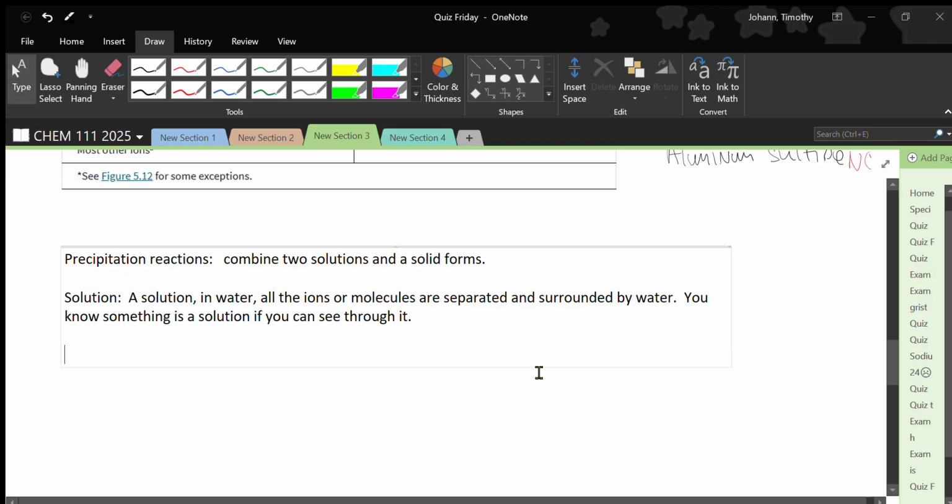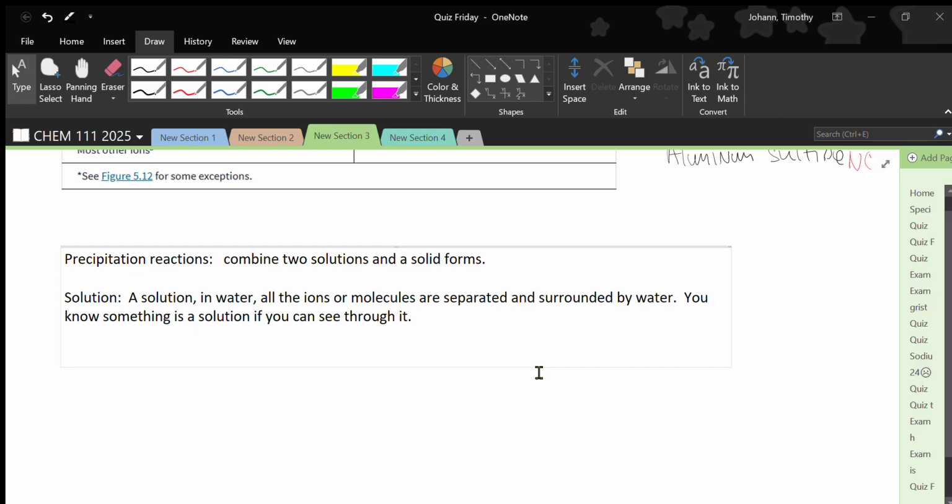All right. So a solution, all things separate out. If all the atoms, all the ions and all the molecules separate from each other, you will be able to see through it, unless it is highly colored, in which case you could dilute it, and then you'd still be able to see through it.